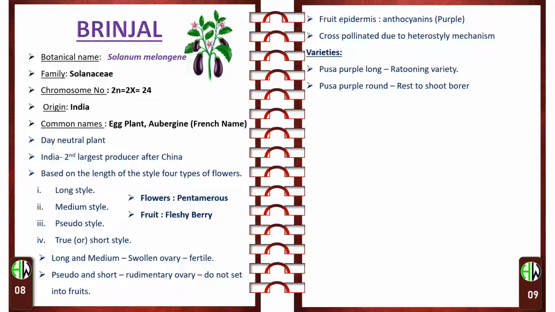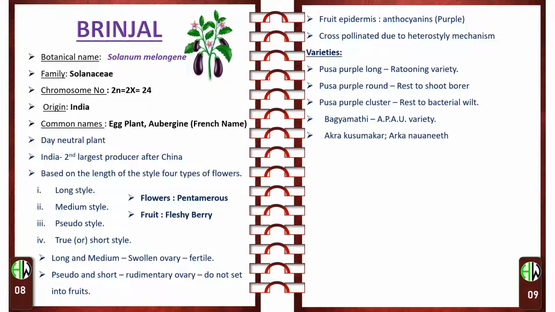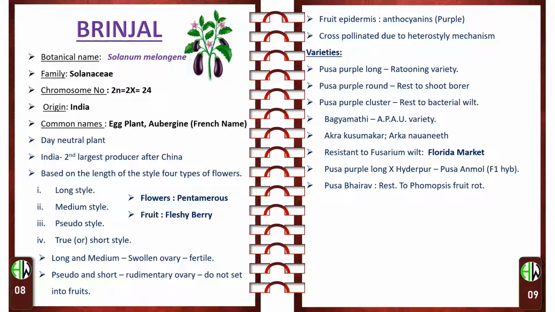Pusa Purple Round, resistant to shoot borer. Pusa Purple Cluster, resistant to bacterial wilt. Bhagyamati, an APAU variety. Arka Kusumakar, Arka Navneet. Resistant to fusarium wilt is Florida Market. Pusa Purple Long crossed with Hyderpur results in Pusa Anmol F1 hybrid. Pusa Bhairav, resistant to Phomopsis fruit rot.